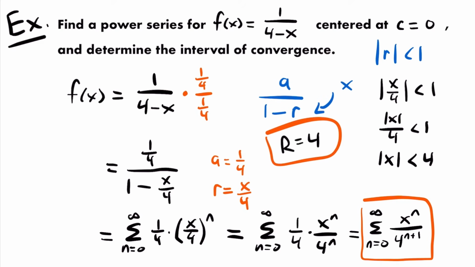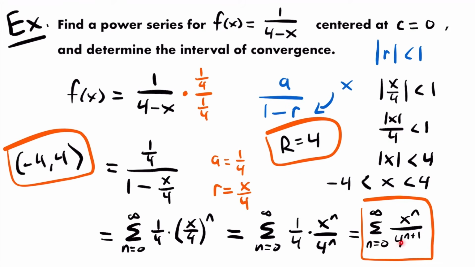And then the interval of convergence will be from -4 to 4 because the absolute value of x less than 4 implies that x is less than 4 but greater than -4, okay? And so I'm going to write the interval of convergence over here. It will be from -4 to +4. That is the interval of convergence for our power series that represents this function.